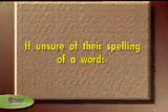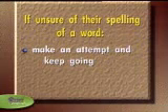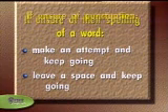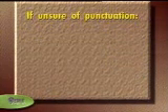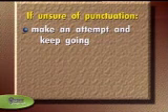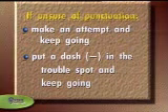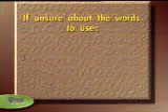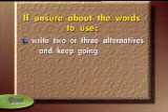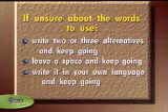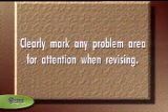1. If unsure of the spelling of a word, make an attempt and keep going. Leave a space and keep going. 2. If unsure of punctuation, make an attempt and keep going. Put a dash in the trouble spot and keep going. 3. If unsure about the words to use, write 2 or 3 alternatives and keep going. Leave a space and keep going. Write it in your own language and keep going. 4. Clearly mark any problem for attention when revising.